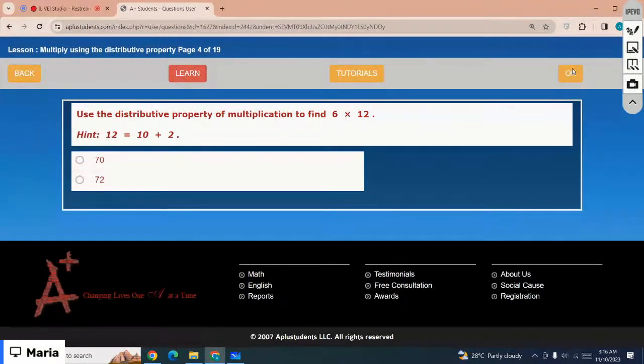Okay, the next one is: use the distributive property of multiplication to find 6 times 12. So 6 times 12 equals... The correct option is 6 times 12 equals, very good, that is 72. 6 times 12 equals 72.